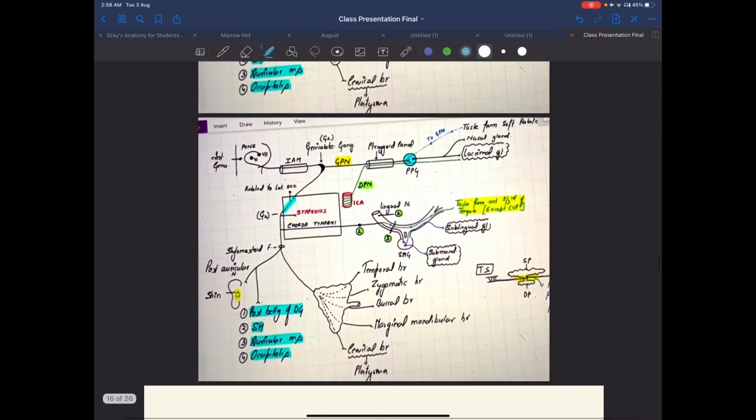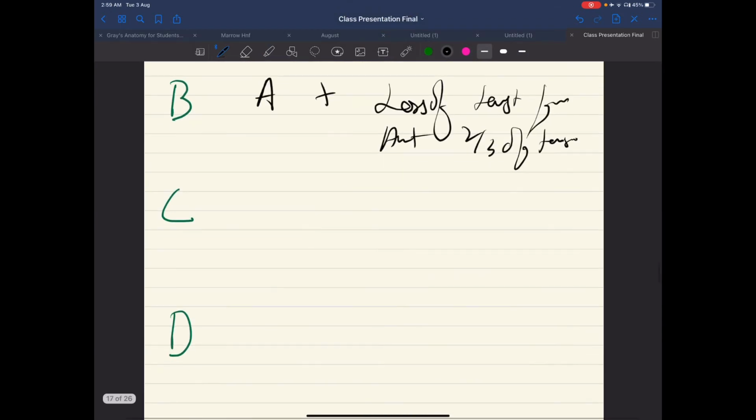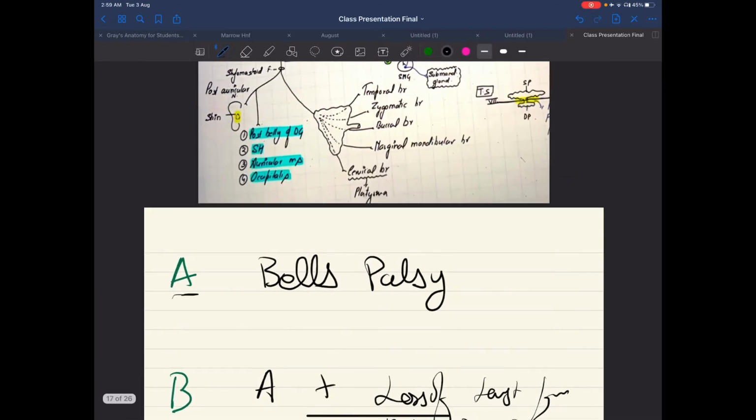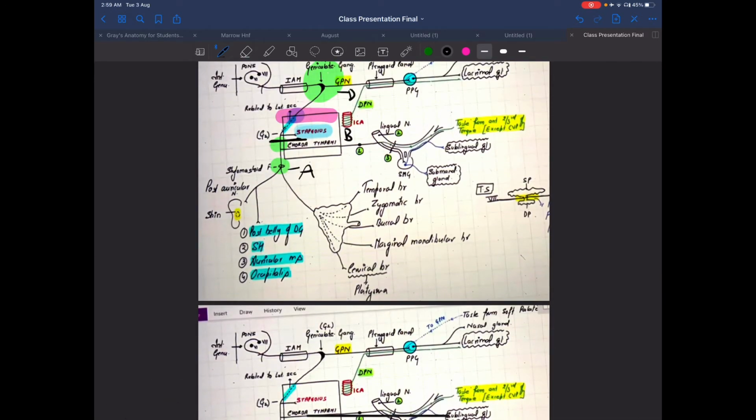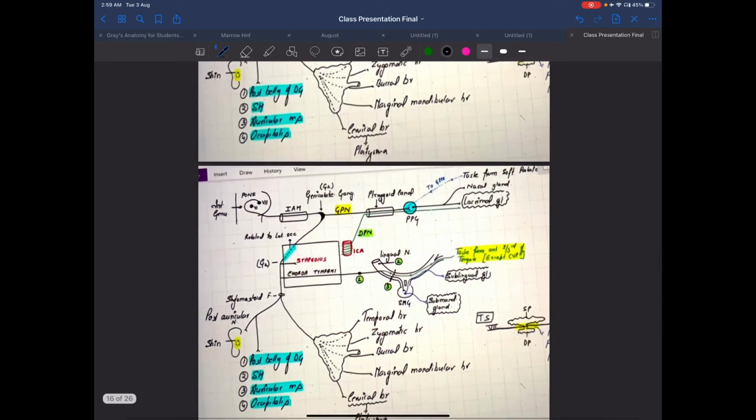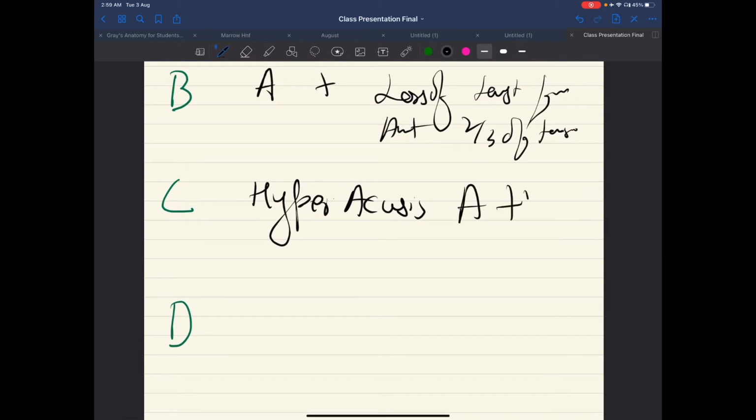But if your stapedius muscle is injured, what is happening? Your stapes is no more stable, it's vibrating. Even a small whisper-like sound will seem very loud and painful. What is that condition called? It's called hyperacusis. So a specific thing caused by nerve injury at this portion will be hyperacusis, along with the same symptoms A plus B.